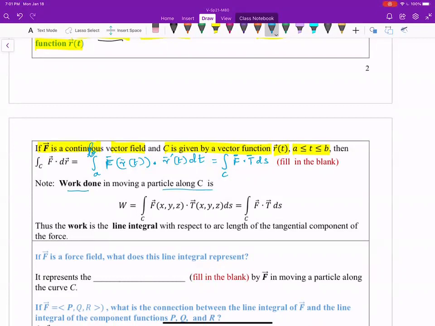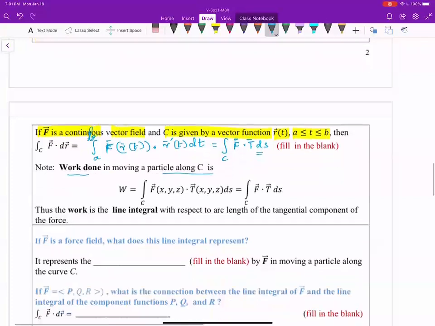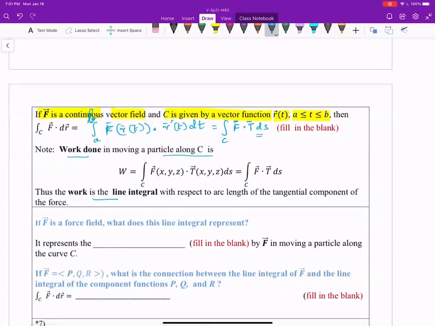Work done in moving a particle along C can be interpreted in terms of a line integral. So W equals the integral over C of F of x, y, z dot T of x, y, z ds. It is taking this part, which is the integral over C of F dot T ds. Thus the work done is a line integral with respect to the arc length of the tangential component of the force, because it is F dot T. The line integral is with respect to the arc length, which is ds.